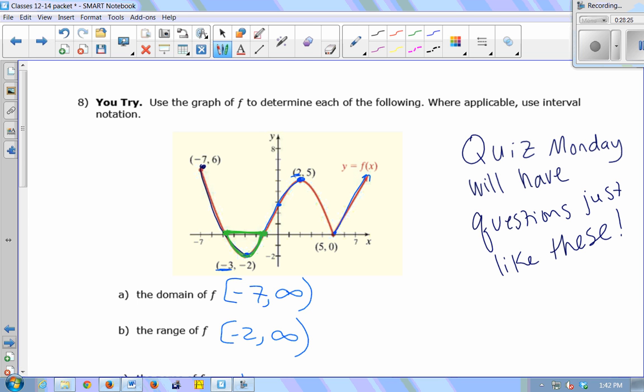So, do I have any relative minimums? I have two of them. What are their addresses? Negative 3 and 5. Their addresses are negative 3 and 5. Their values are negative 2 and 0.